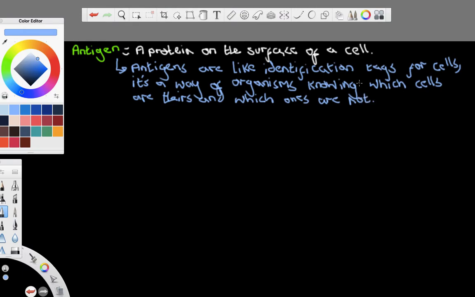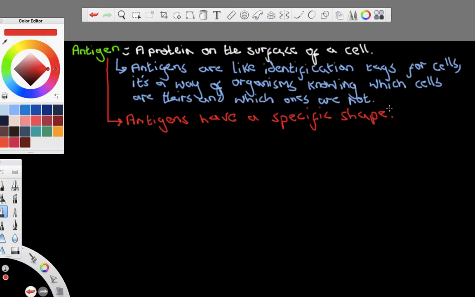An important point that we need to think about is that antigens have a specific shape. So I'm going to add underneath here in red that antigens have a specific shape. Therefore, all of your antigens have one shape, so when your white blood cells come across the cells of your body, they know that that is one of your cells. However, if there is a foreign cell inside of your body, such as a bacteria, it will have a different shaped antigen, and therefore your white blood cells will know that's not part of you.